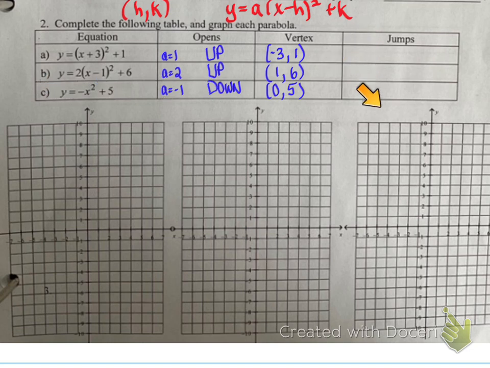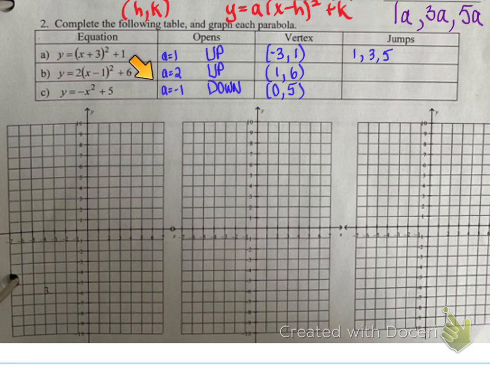Jumps. How does our parabola jump? Well, it has to do with the a value. The first number is always 1 times a, our second number is always 3 times a, and our third number is 5 times a. 1a, 3a, 5a. So my jumps in the first one would be 1 times 1, which is 1. 3 times 1 is 3. 5 times 1 is 5. So my jumps for the parabola are 1, 3, 5.